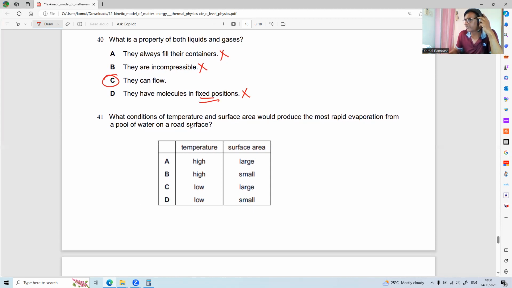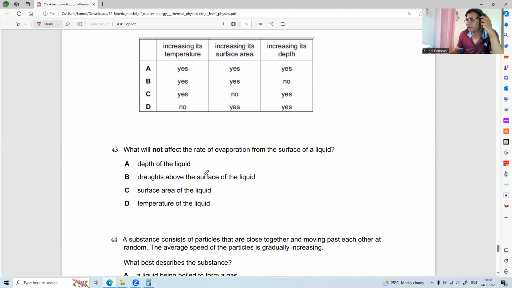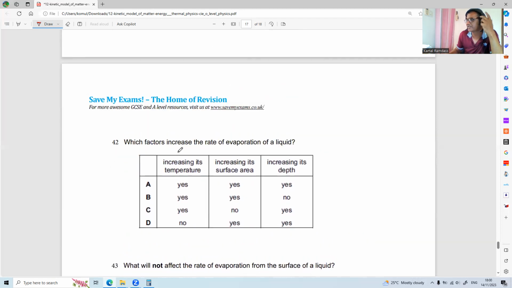What conditions of temperature and surface area would produce the most rapid evaporation from a pool of water on the world surface? Temperature high, surface area large. Number 42. Which factors increase the rate of evaporation of a liquid? Okay, we have increase the temperature. We have increase the surface area.